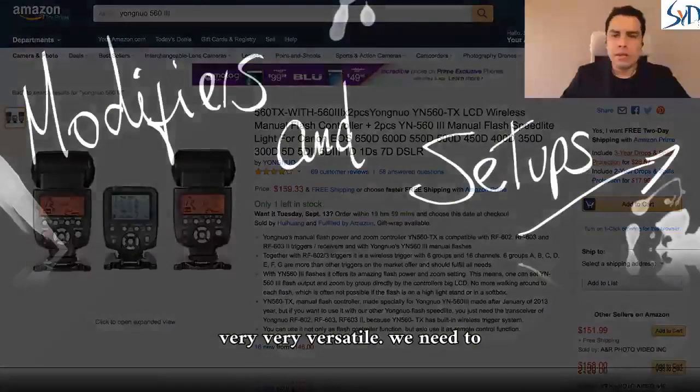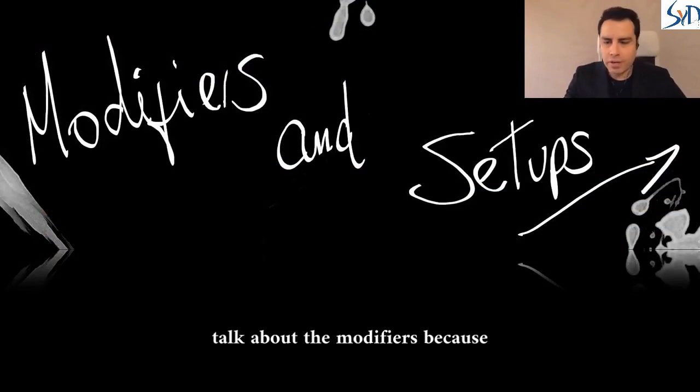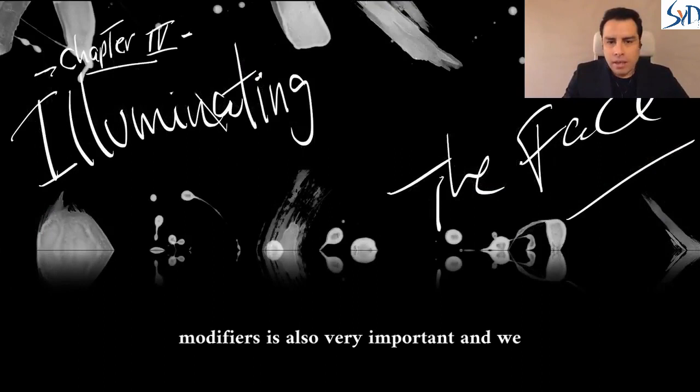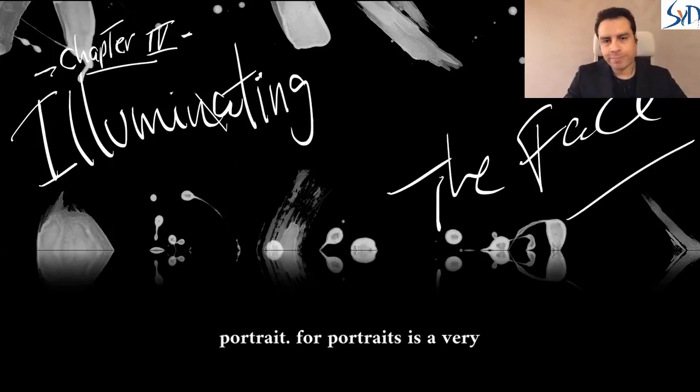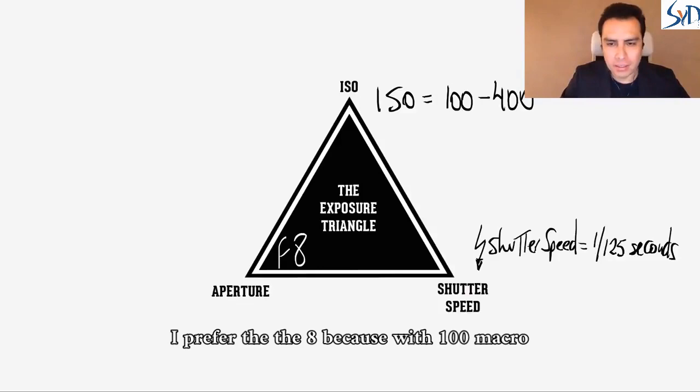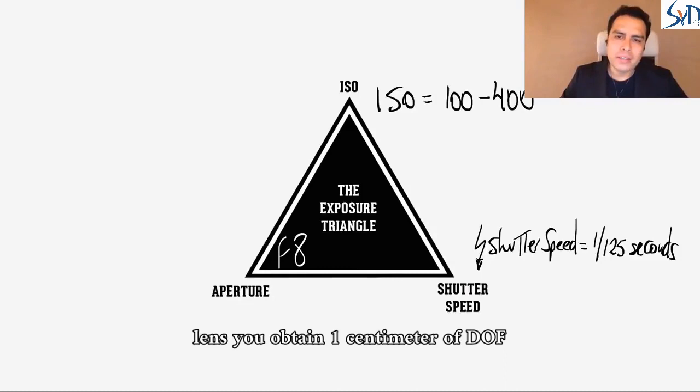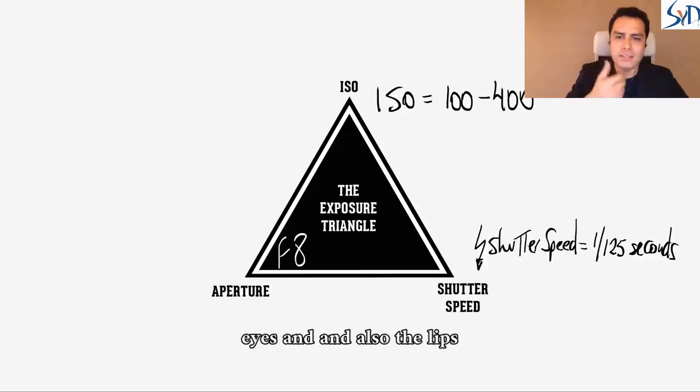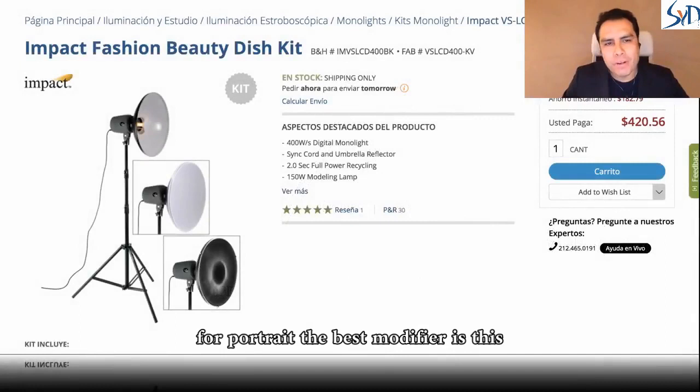Okay, so we need to talk about the modifiers, because modifiers are also very important. We need to start talking about portrait, okay? For portrait, it's very nice to use a diaphragm between 8 and 11. I prefer the 8, because with a 100 macro lens, you obtain 1 centimeter of depth of field that is enough for focusing the eyes and also the lips.